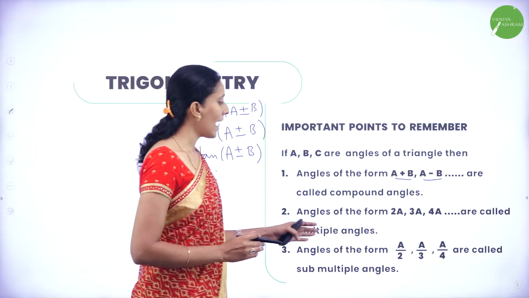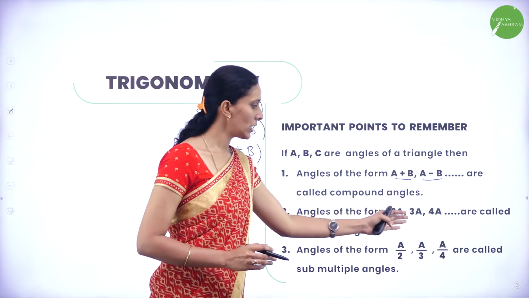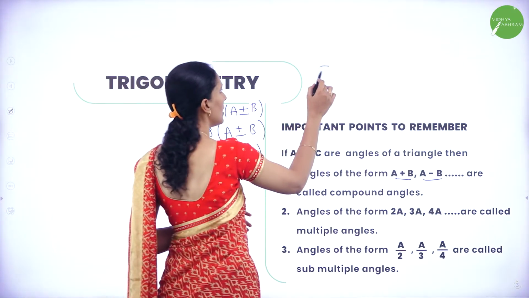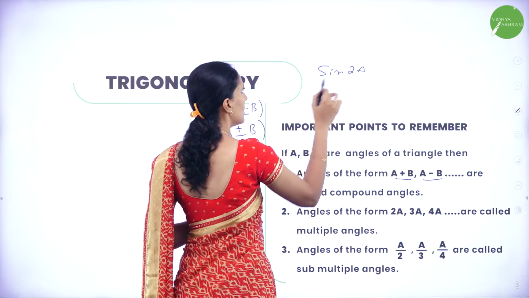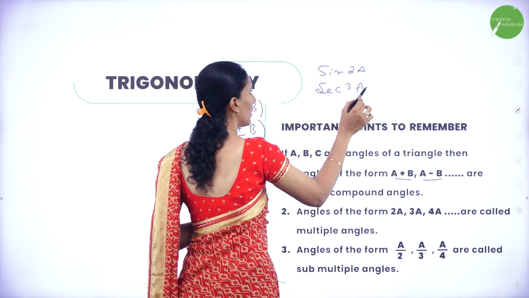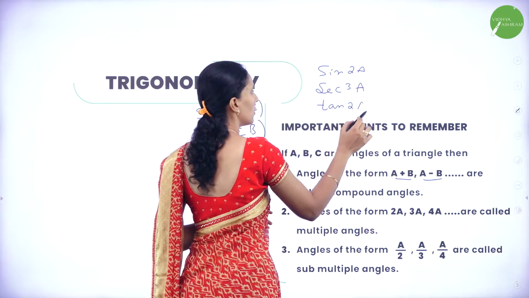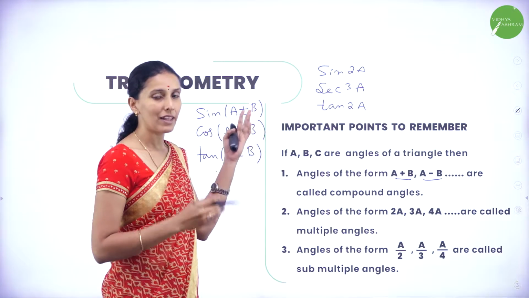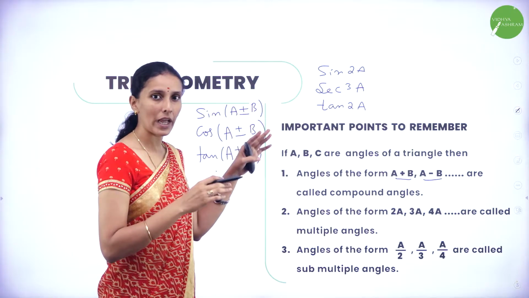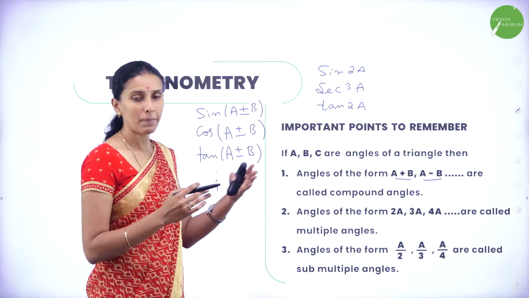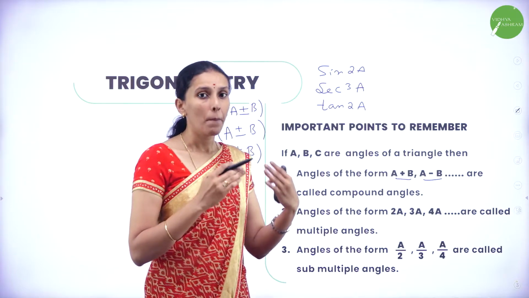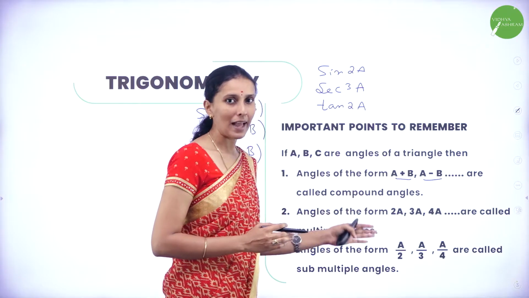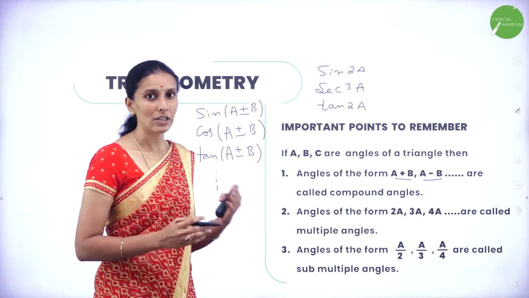Next, angles of the form 2a, 3a, 4a are called multiple angles. For example, sin 2a, secant 3a, tan 2a. So here you can see, when the angles are different, it is a plus b. When the angles are the same, it is a plus a, 2a, a plus a plus a, 3a, a plus a plus a plus a, 4a. So these are multiples of the same angle. To find the values of those multiple angles, again we have certain formulas.